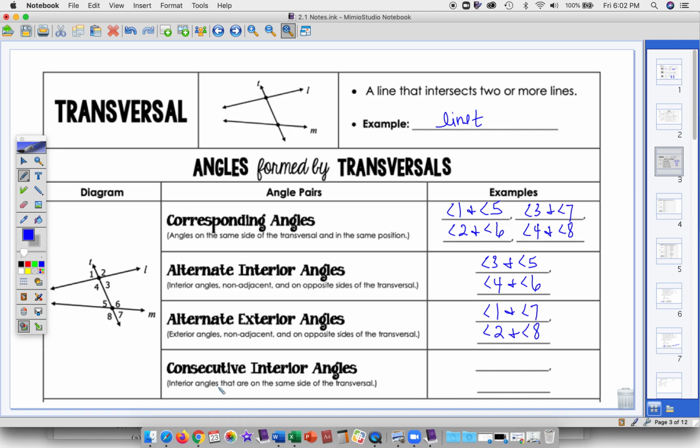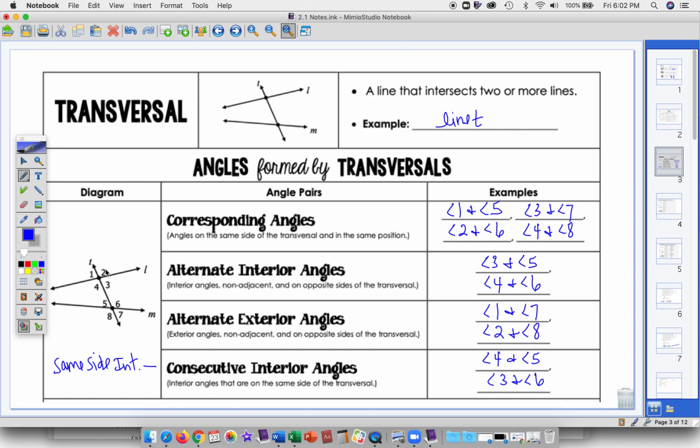Our last pair is called consecutive interiors. They're also called same side interiors, so keep that in mind. So we'll put that off to the side here. You may see either name. So they're interior angles that are on the same side of the transversal. So if I look again back at my interior angles, same side of the transversal, that means angle 4 would be same side interior with angle 5. Angle 3 is the same side interior with angle 6.